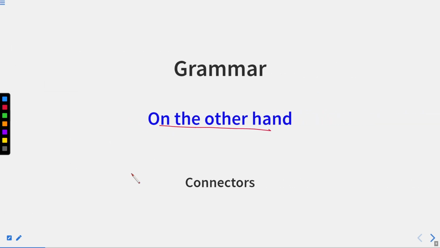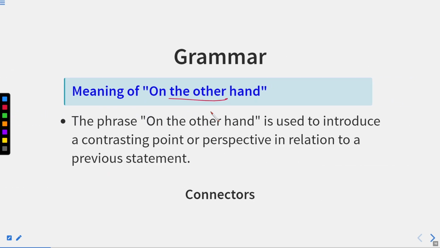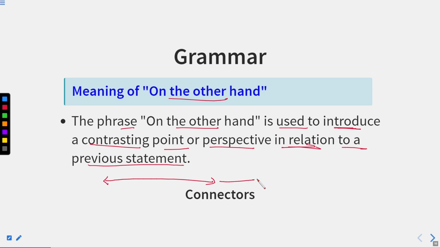Now, on the other hand, it means that something has been said. And on the other hand or on the other part, you can have the opposite statement of it. So there we can use on the other hand. Meaning of on the other hand. The phrase on the other hand is used to introduce a contrasting point or perspective in relation to a previous statement. It means whatever the previous statement consists of, if I write on the other hand over here, the statement that will be here will be opposite to the previous statement. This will show something which is opposite to the previous statement.